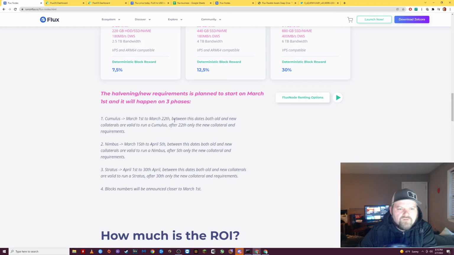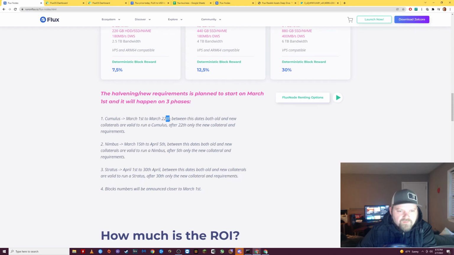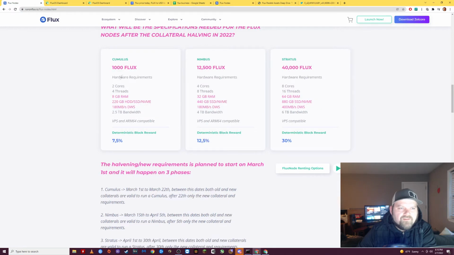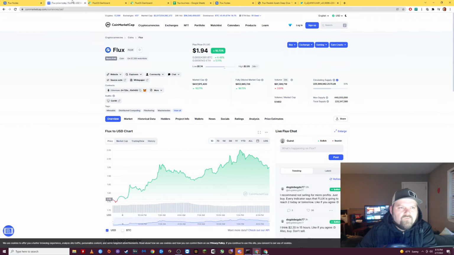So March 1st to the 22nd. Come on. The 22nd, March 1st to the March 22nd. Between these dates, both old and new collaterals are valid to run a Cumulus. After the 22nd, only the new collateral and requirements. So basically the idea is that they're getting significantly cheaper. Let's look at why that matters.